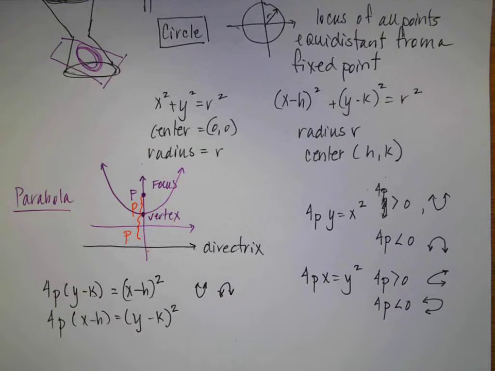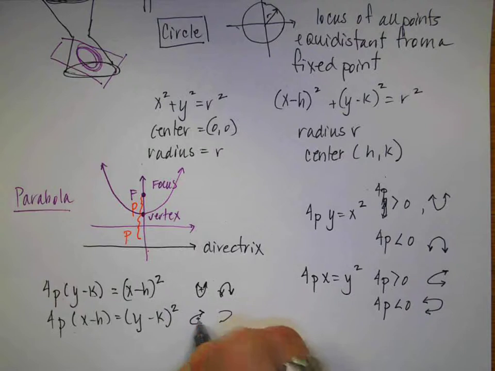And so that's basically like your square root function. Okay? And then same thing here. If the 4p is positive, then it opens to the right. And if the 4p is negative, so we'll put little pluses there, and then here's a negative and here's the negative, then my curves go to the left.